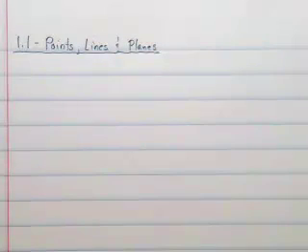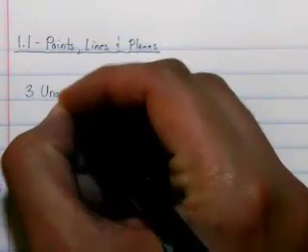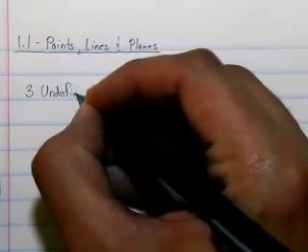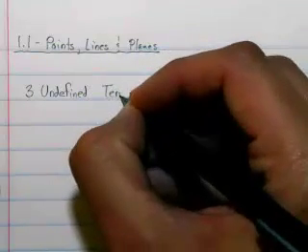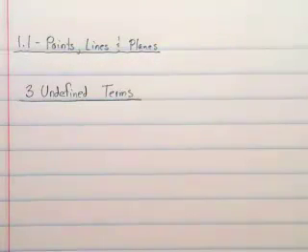All right, so we're going to look at, like I said, points, lines, and planes. These are the three undefined terms in geometry. But what we do is we use these three undefined terms to define everything else. These are the basic building blocks of everything else we're going to study in geometry. So we need to at least come up with a basic description of each one of them.